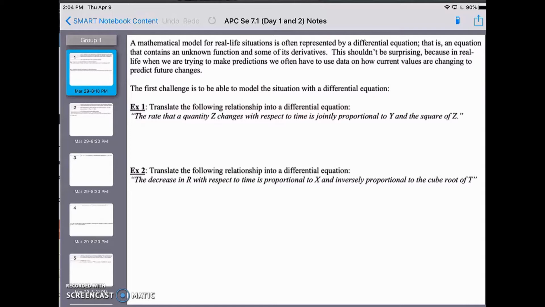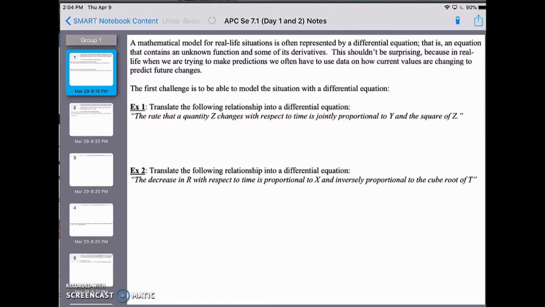And this shouldn't be surprising to you because in real life, when we try to make predictions, we often have to use data on how current values are changing in order to predict future changes. So our first challenge is to be able to model the situation with a differential equation. So I have two examples of this.